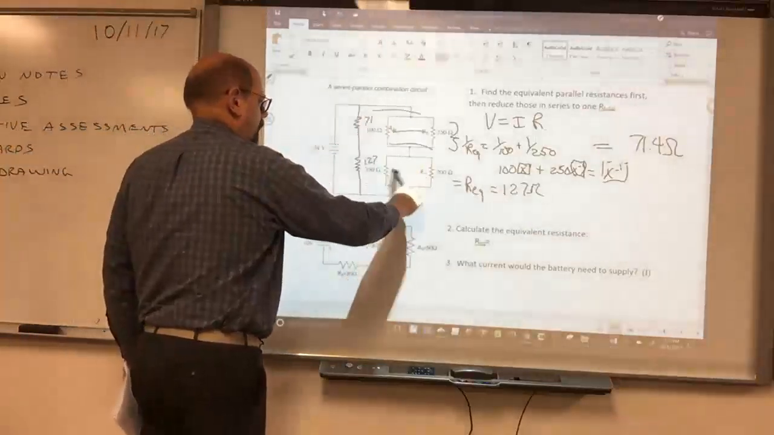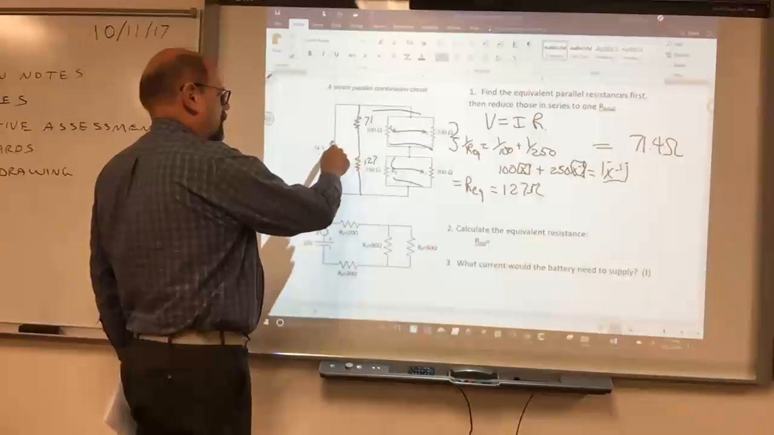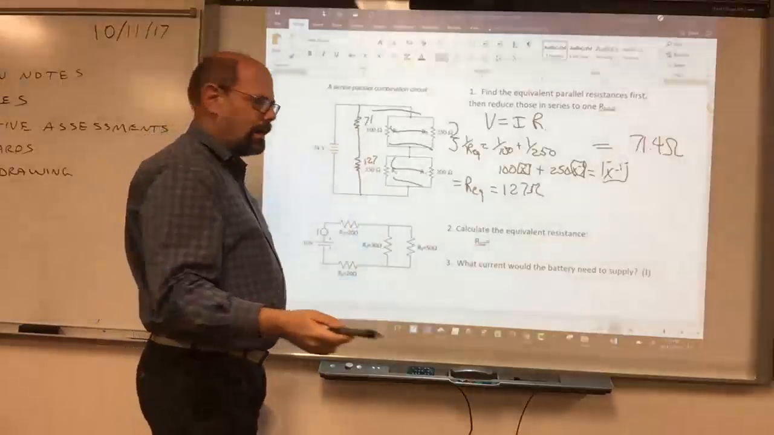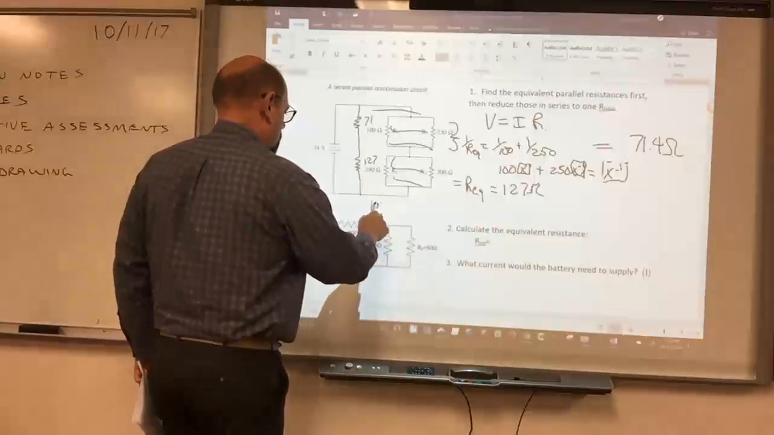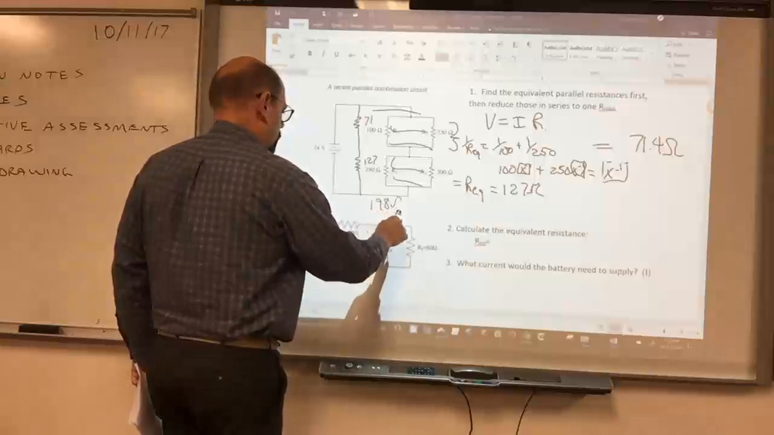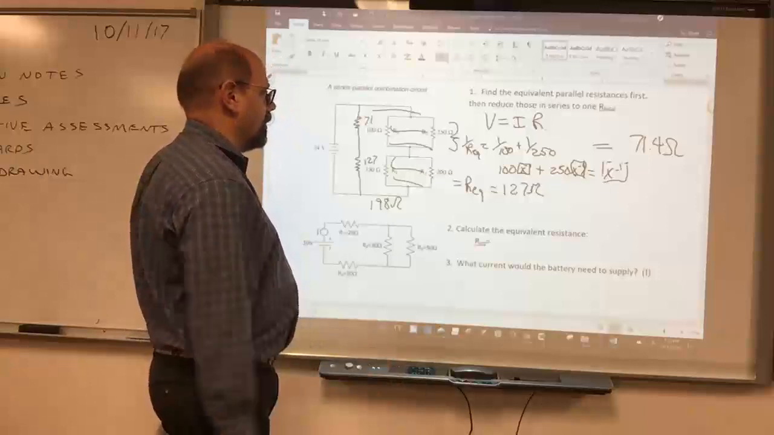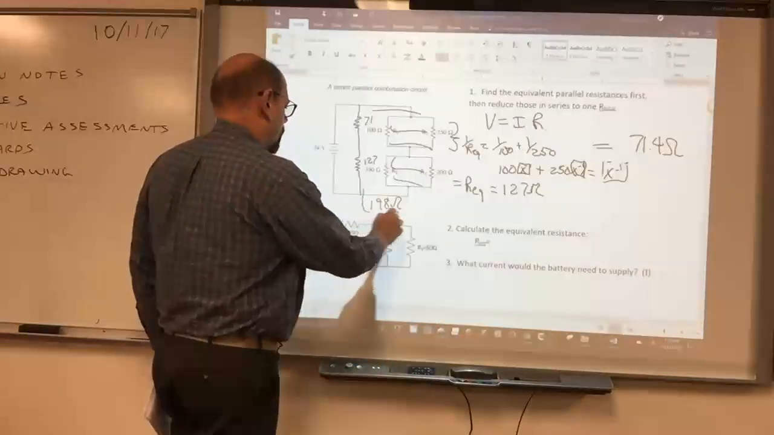So this stuff all goes away. And the total resistance of this is 71 plus 127, or 198. It's the same thing as using a 198 ohm resistor. Now the question is, oh, and that's all the question is. Here's your total equivalent resistor.